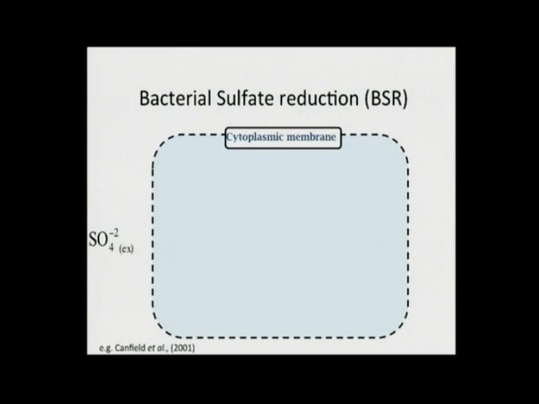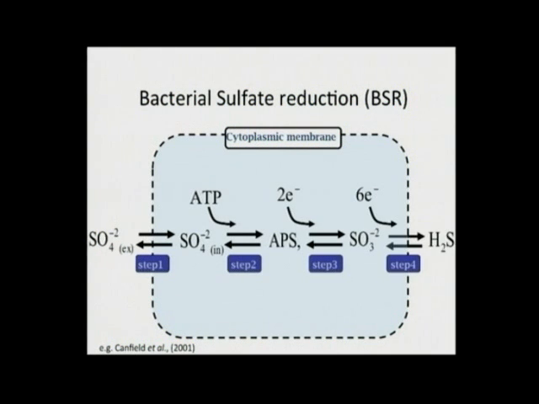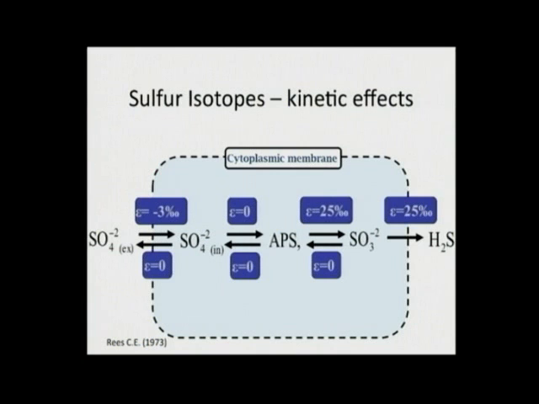So now if we zoom into the process of bacterial sulfate reduction, and we imagine that this is our bacteria, and we have sulfate outside the cell. The sulfate is being reduced into sulfide in a few steps, which involve a few intermediates. And if we look at the sulfur isotopes, we see that the biggest isotope effect is during the reduction of the sulfate. So we have here big fractionation, and in the last step we also have big fractionation.